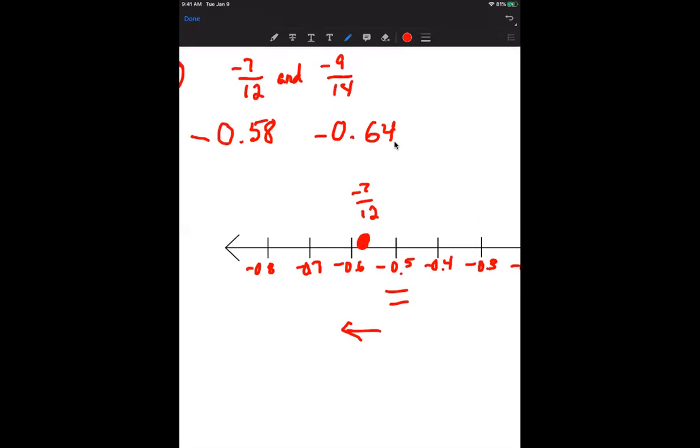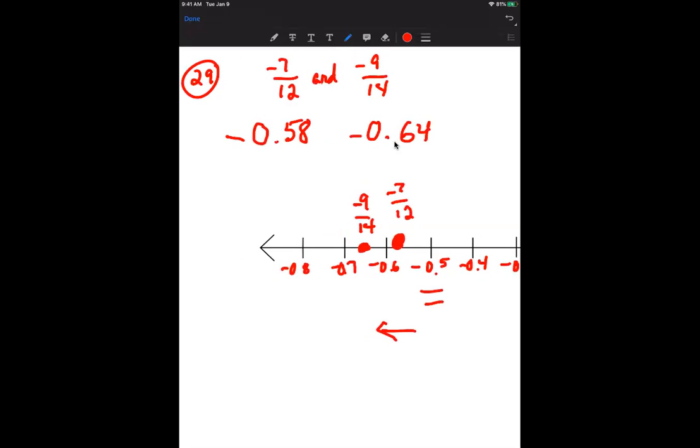Now, if we look at 9/14, that's negative 0.64. We go to the left again of our 0.6. It's about halfway. Put our dot there, and then we get negative 9/14. So that's 29. Any questions on that?